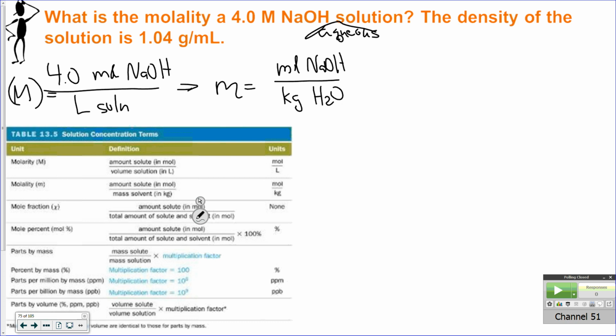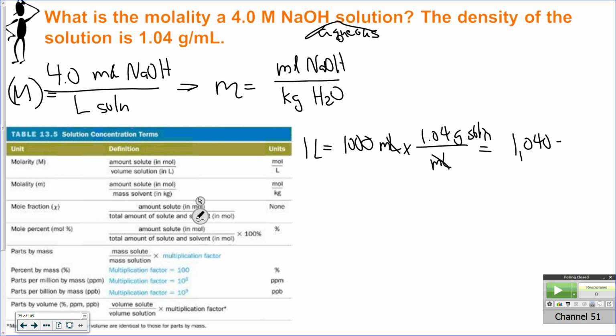So when you've got something like this, you assume you've got 1 liter. Okay, so let's assume that I have 1 liter of the solution. So if it's 1 liter, that's equal to 1,000 milliliters. All right. So if I've got 1,000 milliliters of it, and the density is 1.04 grams per milliliter of the solution, milliliters would cancel out. That means that 1 liter has 1,040 grams of solution as equivalent weight.